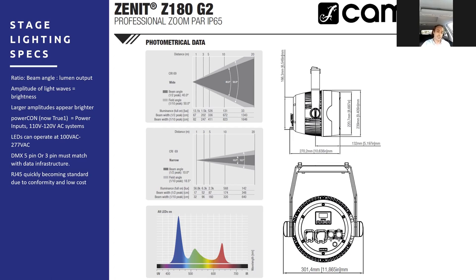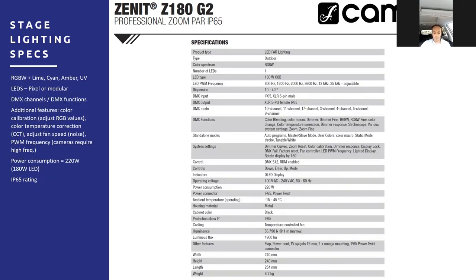Another interesting note, although traditional dimming systems based on halogen and incandescent lights were always working on 110 to 120, LEDs can now operate at 100 to 277 AC current voltage. We talked a little bit about DMX, the cables that can transfer DMX and RDM will vary between a 5-pin or a 3-pin DMX wire to RJ45, which is quickly becoming the standard due to conformity and low cost. Moving further on the specifications, we're seeing a whole lot of data and detail about this specific product that we're looking at.